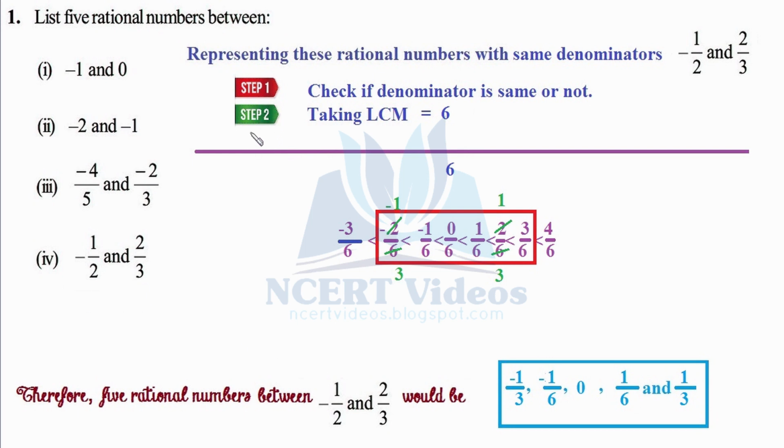So we need not go to step number 3 because we are able to get the required rational numbers in step 2 itself. Else we would have taken its multiples, that is, we would have taken 12. If not 12, then 18 and so on. So that is your fourth part of your question number first.